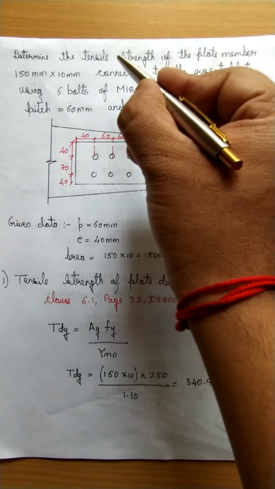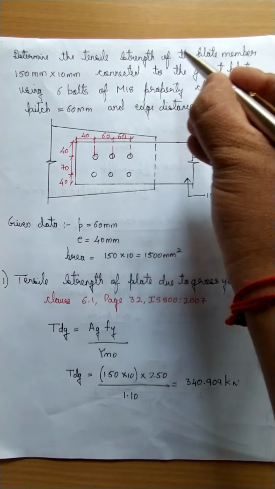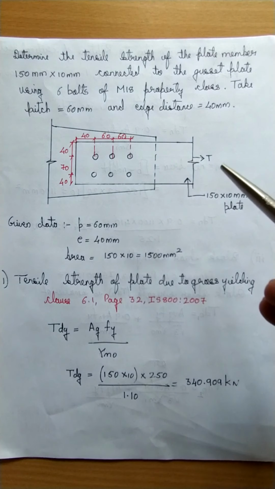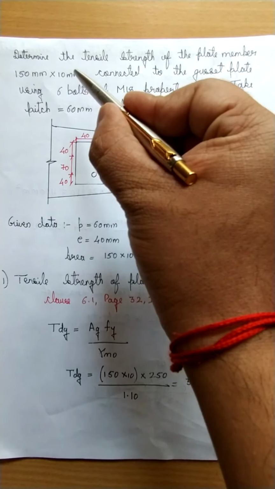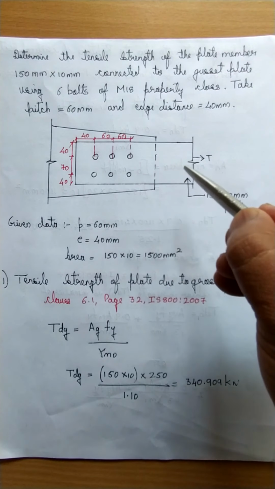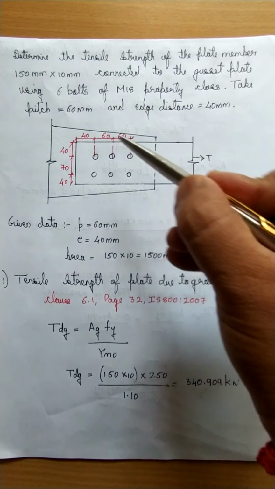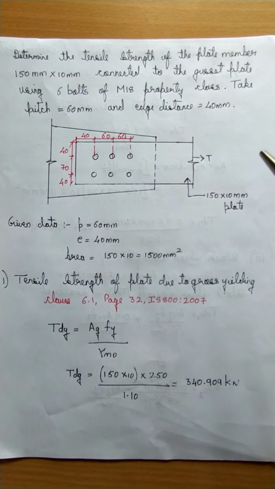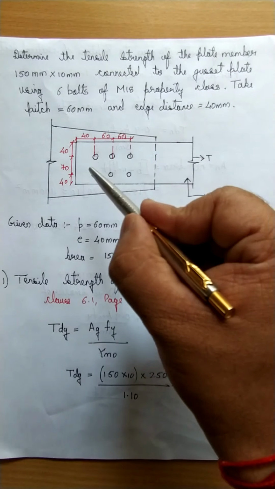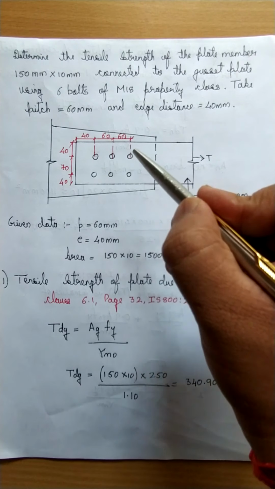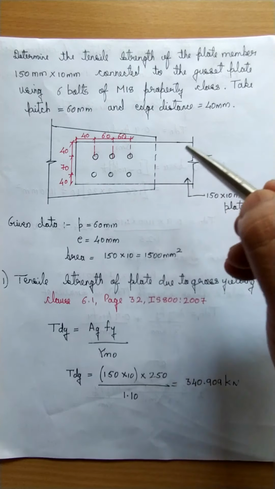So what is the first main component? To find out the tensile strength of the plate member. There are plates, it is a connection between the plates. The plate of 150 mm by 10 mm is connected to a gusset plate. So these are the two plates and the connection. How is the connection made? By using 6 number of bolts in 2 rows. So 6 number of bolts, 1, 2, 3, 4, 5, 6, provided in 2 rows.